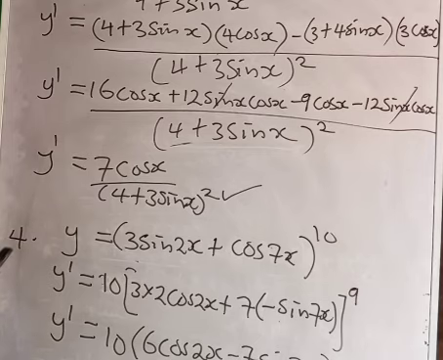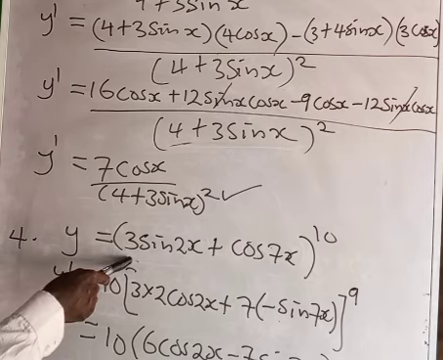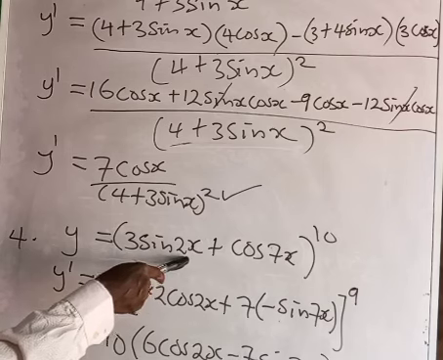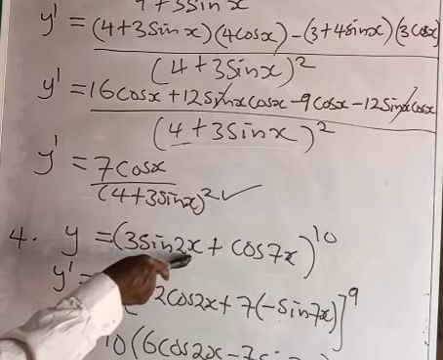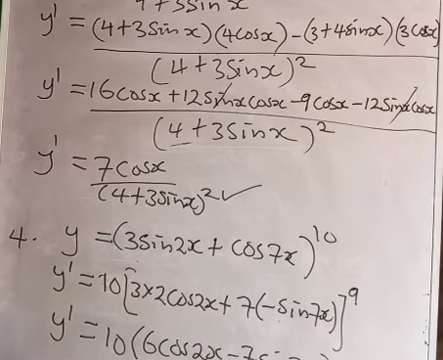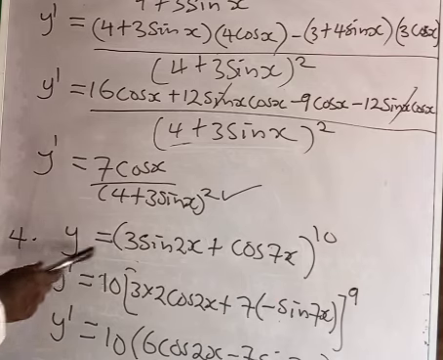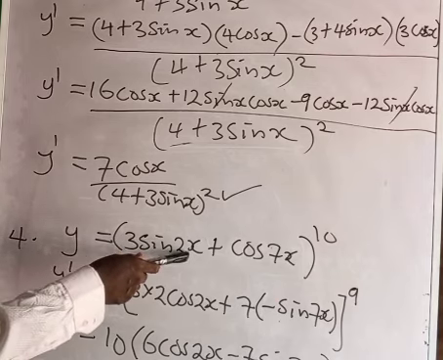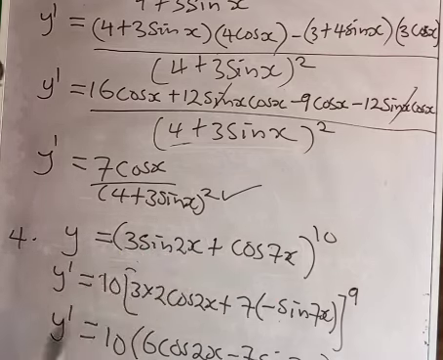All right. Number 4, out of the 20 problems I'm looking at, y equal to 3 sine 2x plus cos 7x all raised to power 10. Quite challenging, right? But very easy. This is more of a chain rule. So please refer to our video on the techniques of differentiation, more of chain rule.